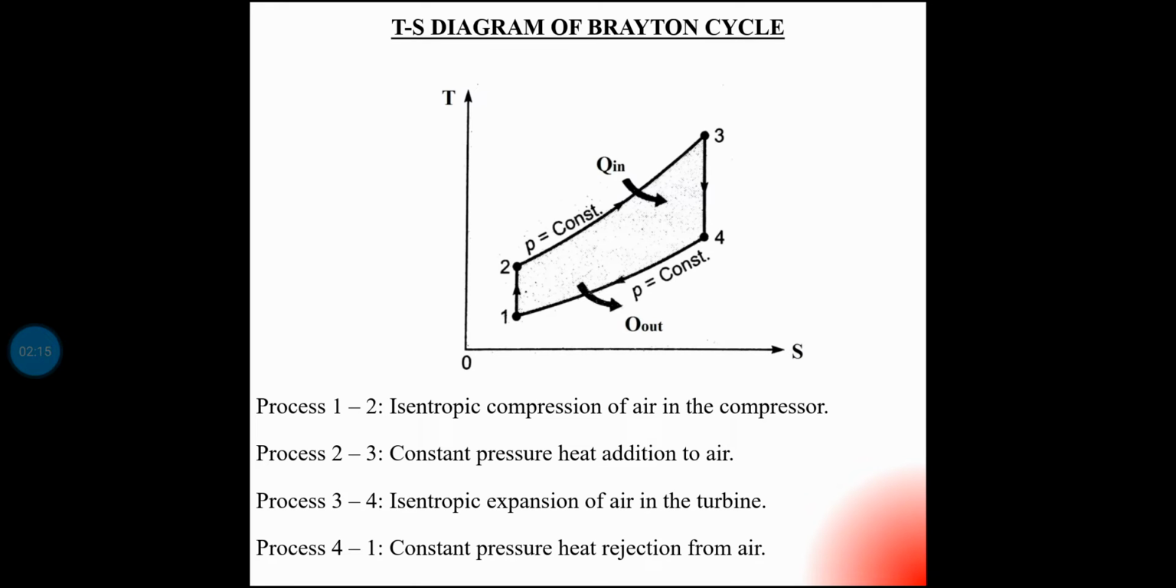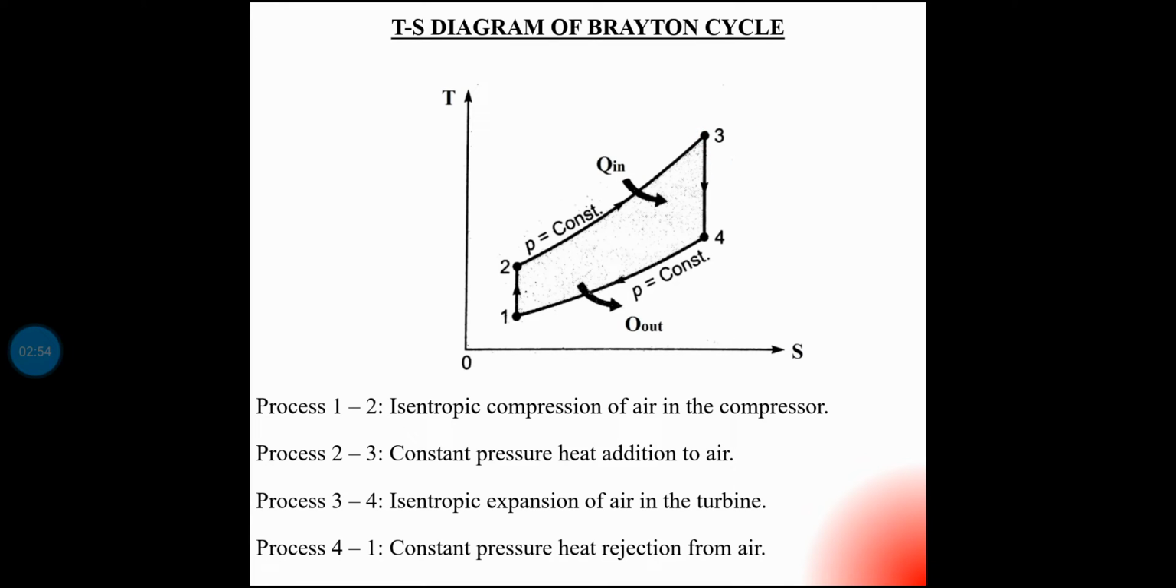Now we can see the TS diagram of Brayton cycle. The first component of gas turbine unit is compressor and the compression process is assumed as isentropic. The process 1-2 indicates the process in the compressor, that is isentropic compression of air in the compressor. The second component is heat exchanger, in which heat is added at a constant pressure, that is the process 2-3 indicating the process in the combustion chamber.